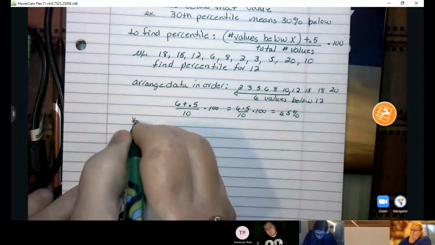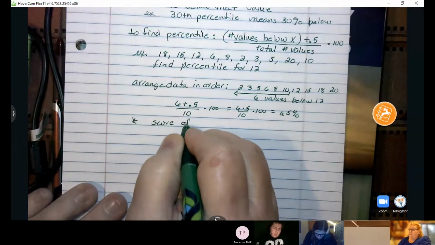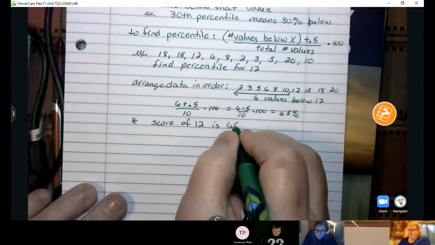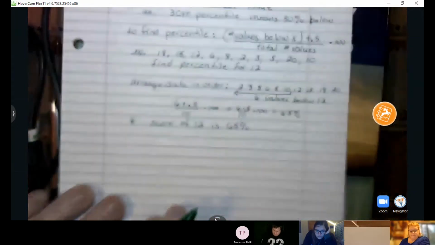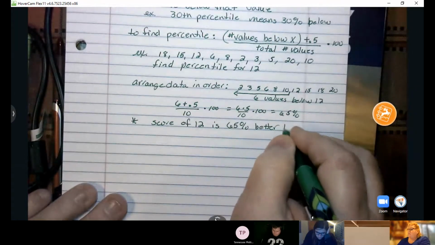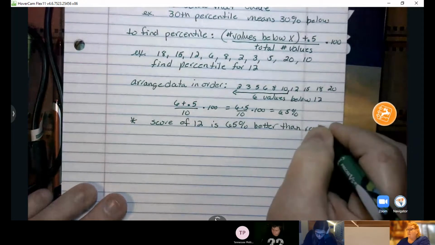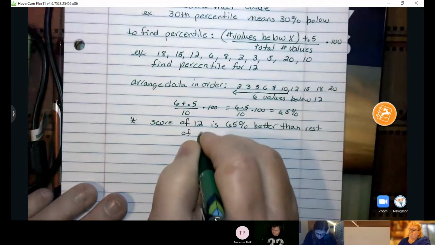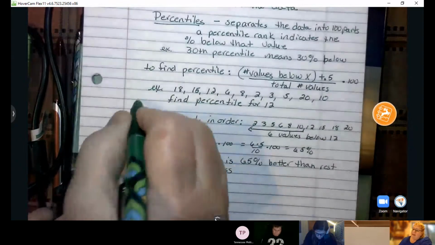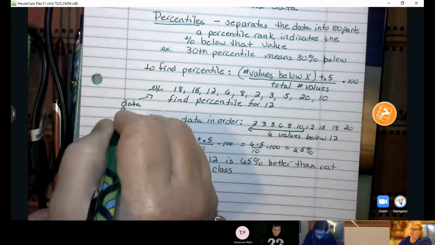Now, what does that mean? A score of 12 is 65% better than the rest of the class. That's what I didn't tell you about the data: the data is quiz scores.